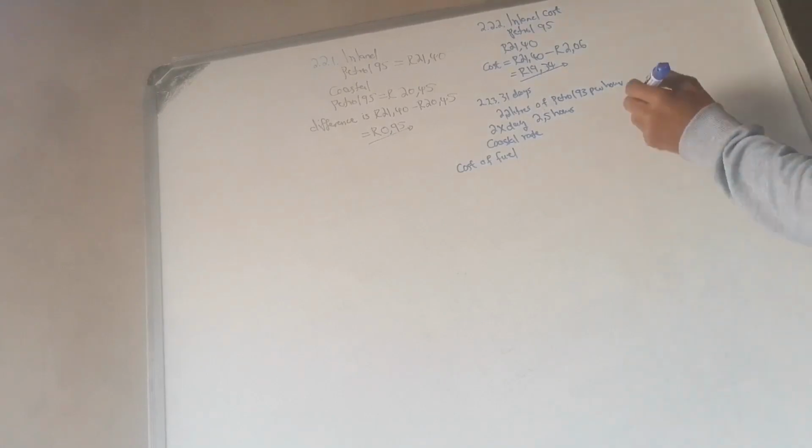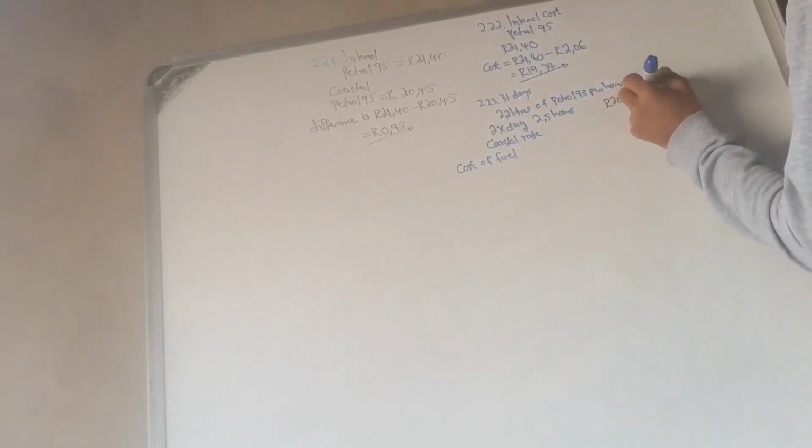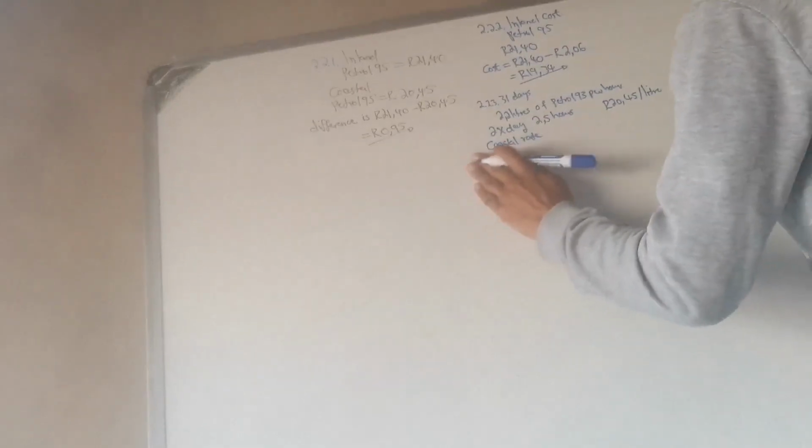Okay, so what will be the coastal rate of 93? Let me check. The coastal rate for 93 is 20 rand 45 per liter. This is the cost. So the cost of fuel will be equal to, we are using 2.2 liters of petrol per hour, and I'm using this for 2.5 hours. So let me do this.